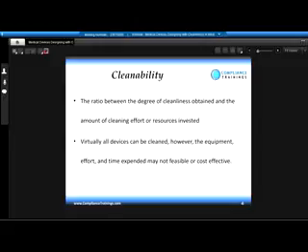Now, cleanability. Cleanability is the ratio between the degree of cleanliness obtained and the amount of cleaning effort or resources invested. So you can clean any device that you manufacture, but sometimes the equipment, the effort, or the time expended makes that cleaning process unfeasible, or it's completely cost ineffective. So you have to keep in mind how much effort is going to be required to get this device cleaned. Is it going to be worth the time and effort, and are you going to see that cost benefit?